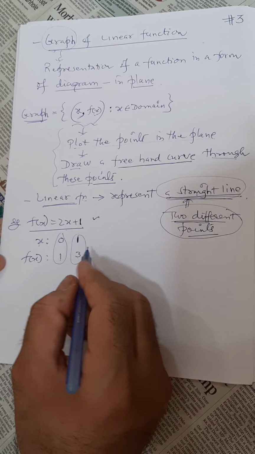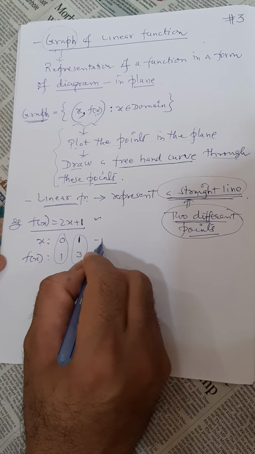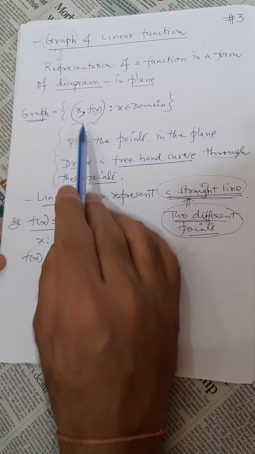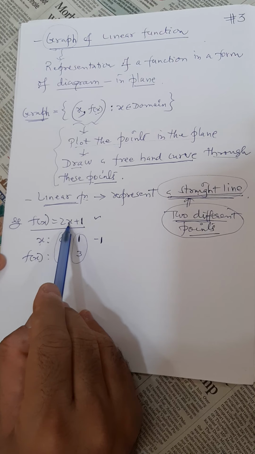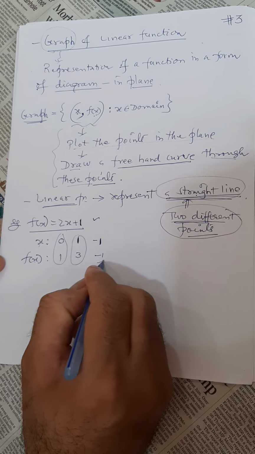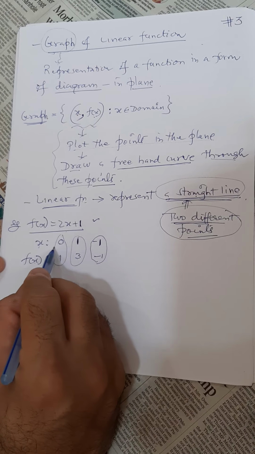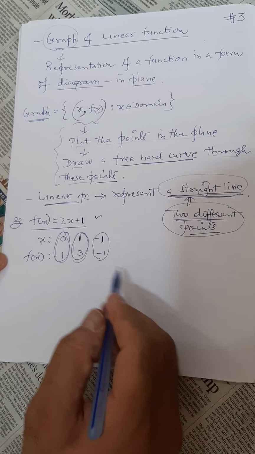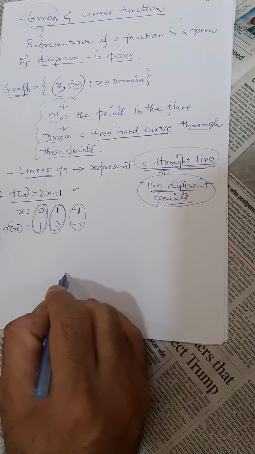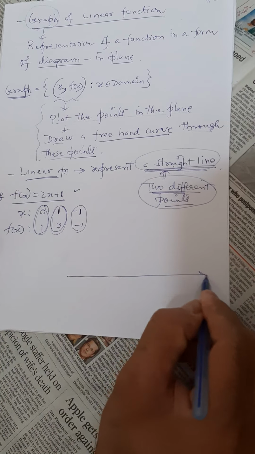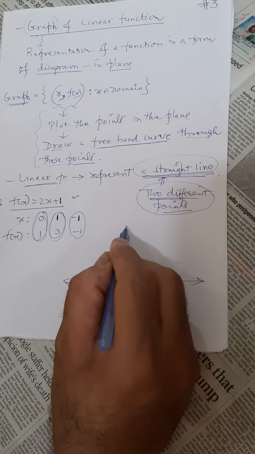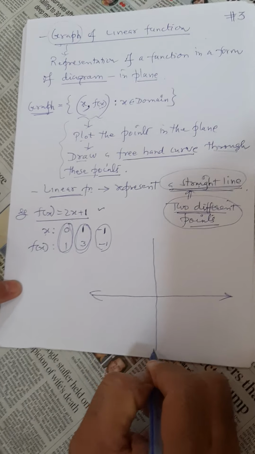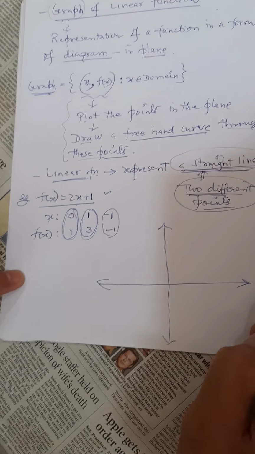If you want, you can take some more. Suppose I have taken minus 1, for example. Put minus 1 here. So 2 into minus 1, plus 1, I'll get again minus 1. This is the third ordered pair. But you require minimum 2 ordered pairs. So this and this will give us the answer. So what I'll do, we are not going to use the graph paper. This is just a rough graph to understand the concept of the graph of a function.